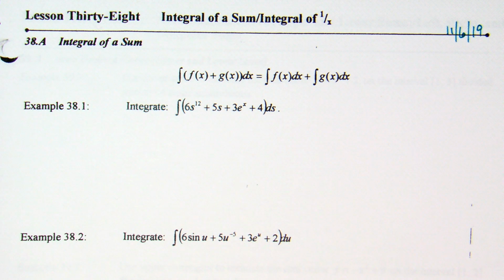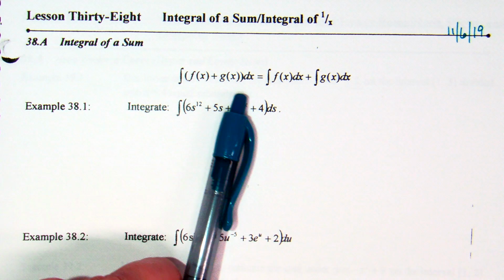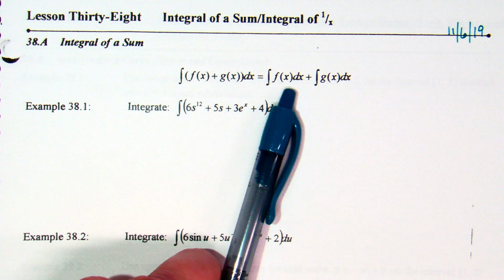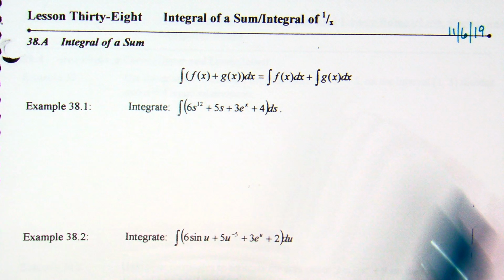They show it as the integral of f of x plus g of x dx. And the idea is that you do the integral separately. So you do the integral of f of x plus the integral of g of x. So again, it's just doing the integral of each individual term.